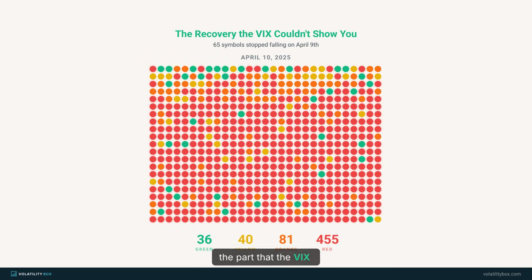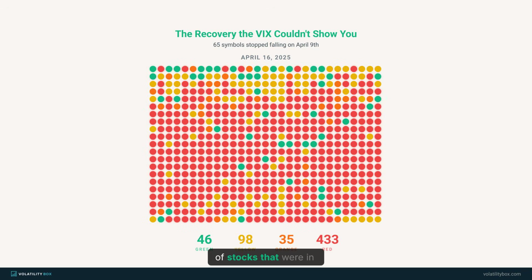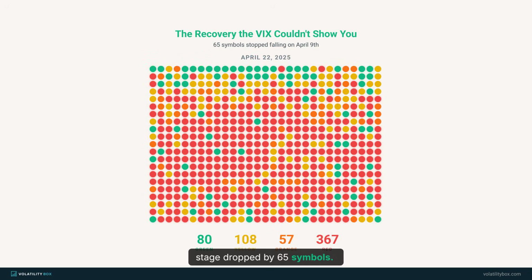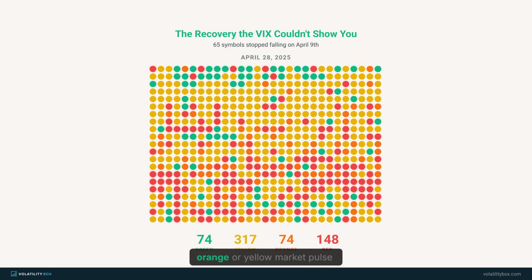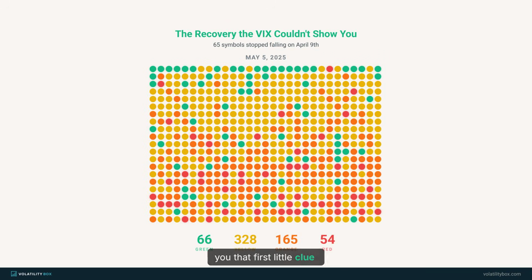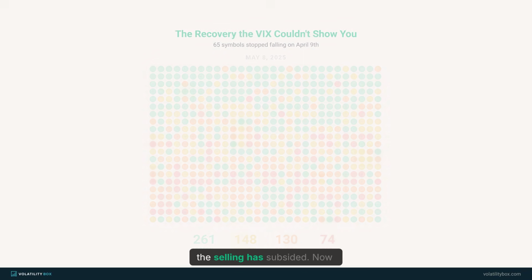Now here's the part that the VIX could never show you on the way back up as well, which is where this market pulse becomes really powerful. On April 9th, the number of stocks that were in this bearish market pulse deceleration stage dropped by 65 symbols. So if you remember, the previous drop was 93. Now we're talking about 65 symbols going from red to a little bit more of that orange or yellow market pulse stage. While the market was not recovering, I don't think you saw that happening in green. SPY was still beaten down. This started to give you that first little clue that, hey, 65 symbols have stopped falling. Maybe, just maybe, the selling has subsided.